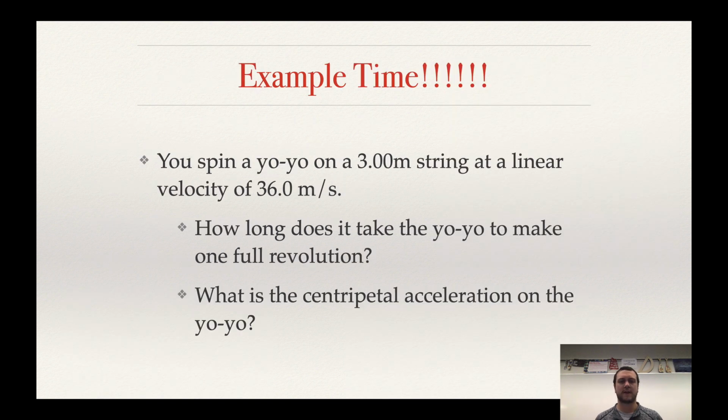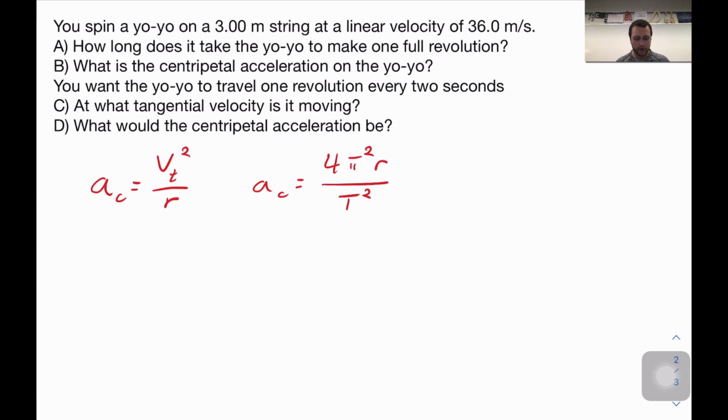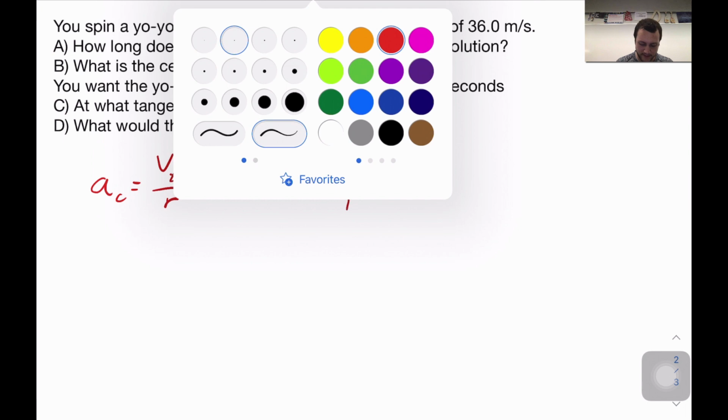So we're going to get a couple quick examples here. So we have 4 parts of the example. You spin a yo-yo on a 3-meter string at a linear velocity of 36 meters per second. How long does it take the yo-yo to make one full revolution? What is the centripetal acceleration on the yo-yo? The next example, you want the same yo-yo to travel 1 revolution every 2 seconds. At what tangential velocity is it moving? What will the centripetal acceleration be? So for this, we're going to go ahead and take a look at the iPad screen just so we can work this problem out.